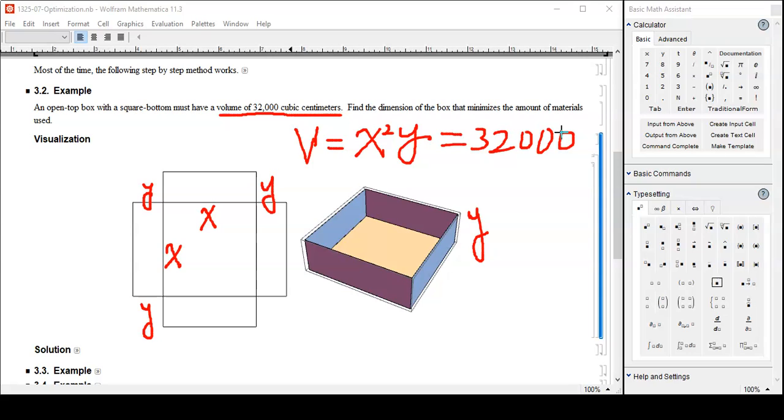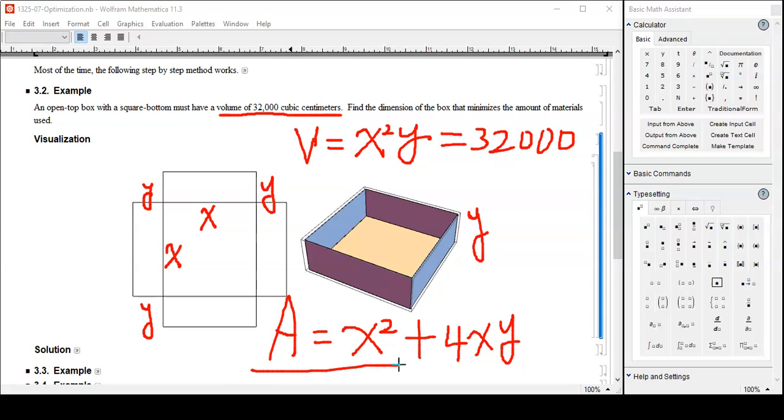Now, what is the objective function, the function to be optimized? Well, let's go to this 2D figure. The bottom square has area x squared, and then there are 4 side panels. So the area here is x squared plus 4xy. Why 4? Because there are 4 side panels, each of them with area x times y. Now, if you take the derivative, set it equal to 0, and solve for a variable, yes, you can do that, but there's a problem. We have 2 variables here.